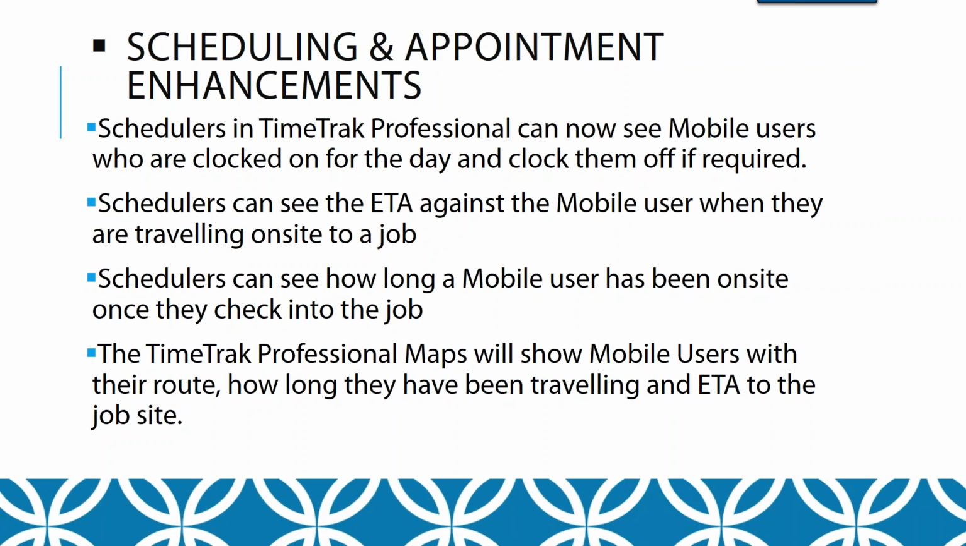Schedulers can now see the ETA against your mobile user when they're traveling to site, and they can also see how long they've been on the job. So we've included this information in Professional. We can also see on the maps the user's route, or their optimized route, how they're tracking against it, and what their ETA is on the job site. Fantastic if you've got a client ringing you up saying, I can't find him, where is he? And you can say, look, he's still traveling, he's around the corner.